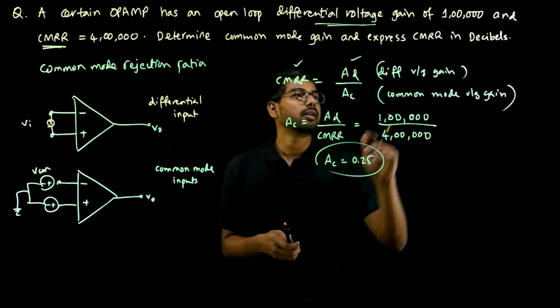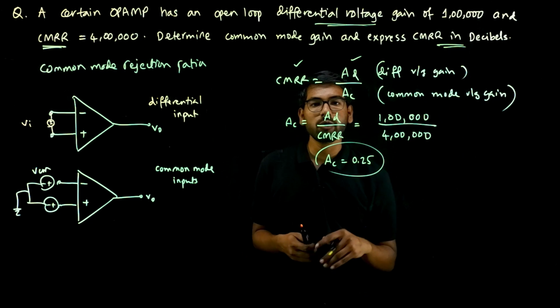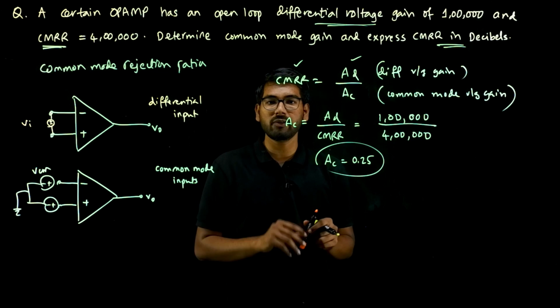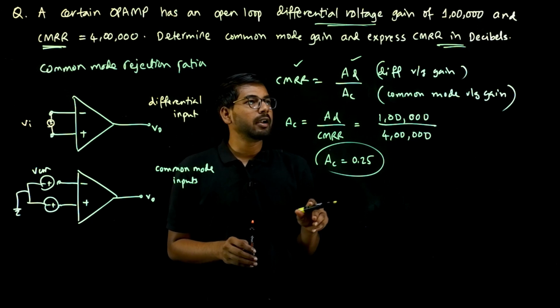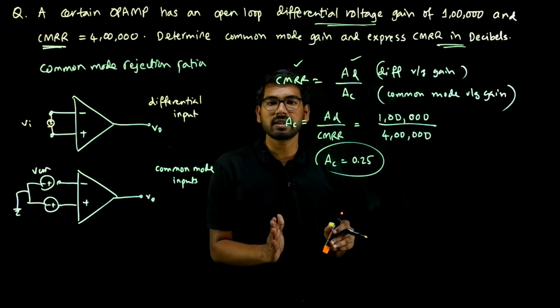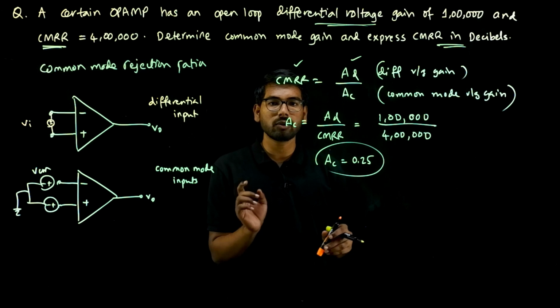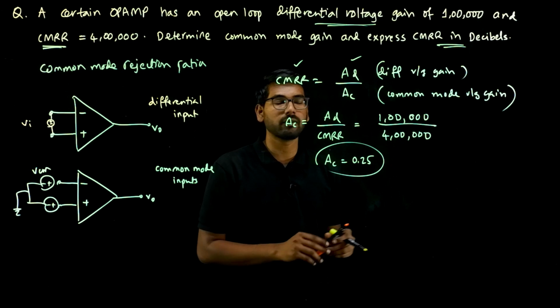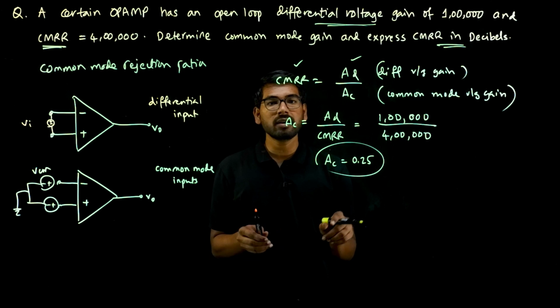Now we need to express CMRR in decibels. How do you express any numerical value in decibels? 4 lakh is the numerical value of CMRR. You either use 10 log base 10 of the numerical value or 20 log base 10 of the numerical value. And for CMRR, you use the 20 log version.